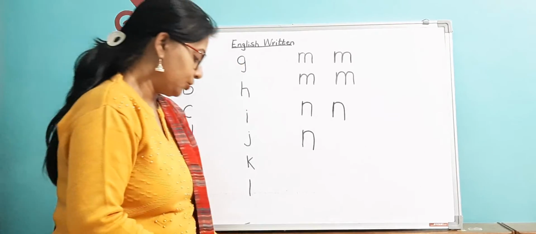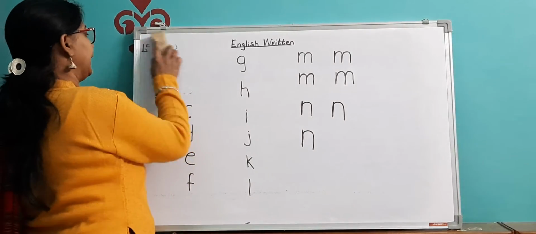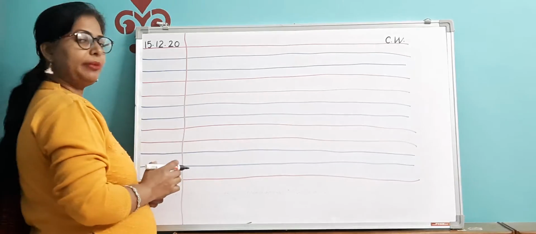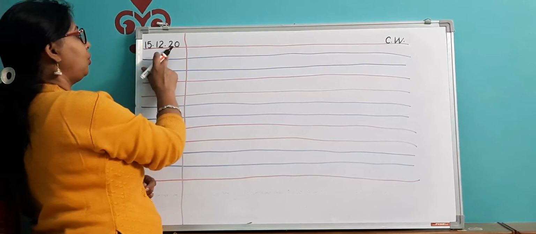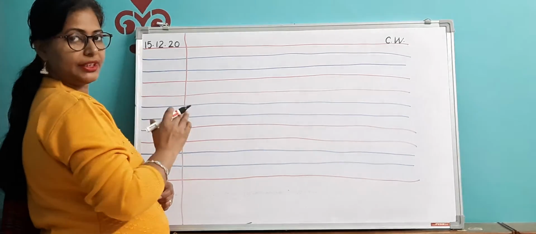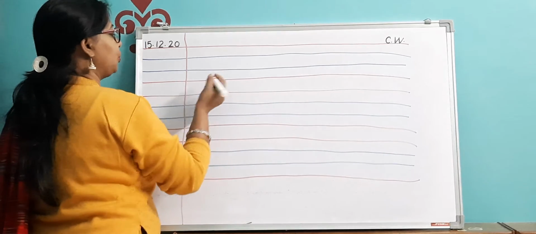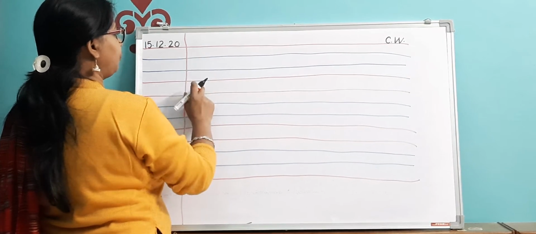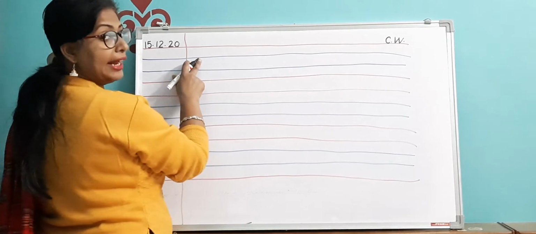Right, children? So English 2 copy, by the time you are taking out, I will draw the lines. So children, now I have made the lines. You have to write today's date, 15.12.20. Today is the 15th. You have to first write the date and CW. Now I'm going to teach you how to write within the line. Here are 4 lines: 1, 2, 3, 4. Pink, 2 blue, and then pink. From the blue line you will start.